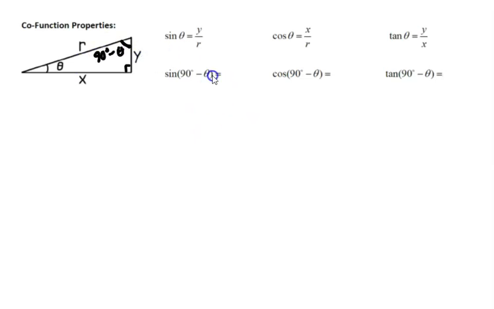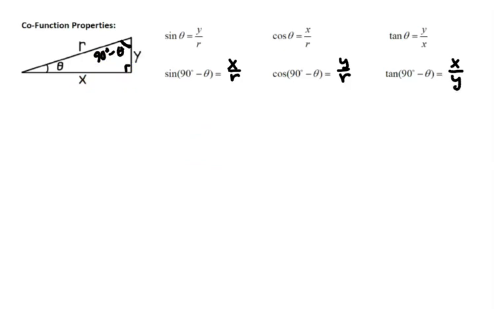So let's look at the trig ratios for sine, cosine, and tangent of 90 minus theta. Well, using this as my reference point, the opposite side would be x and the adjacent side would be y. So sine of 90 minus theta would be x over r. Cosine of 90 minus theta would be y over r, adjacent over hypotenuse. And tangent of 90 minus theta would be opposite over adjacent, which would be x over y.